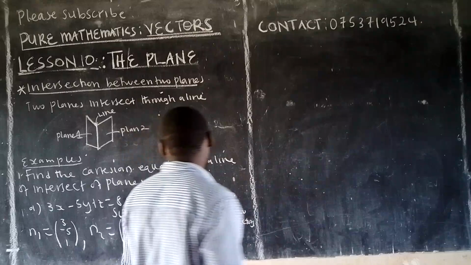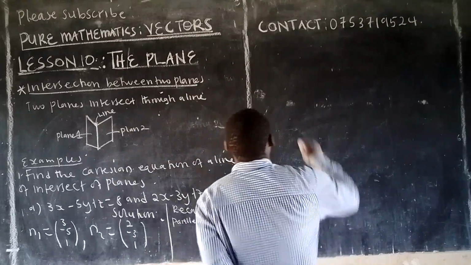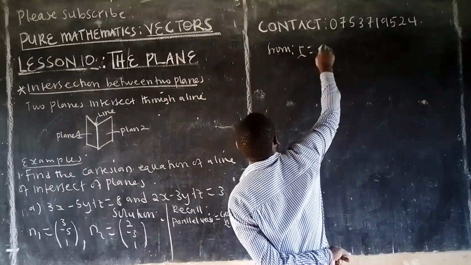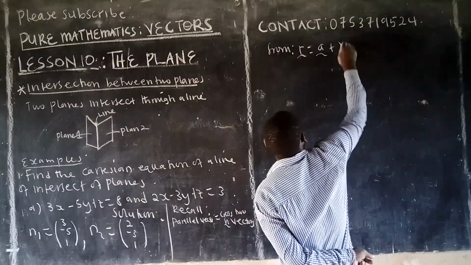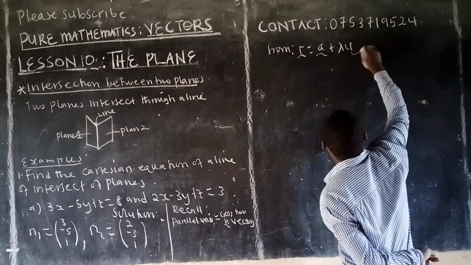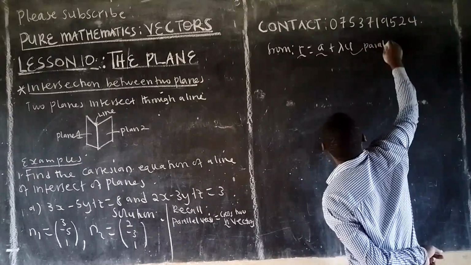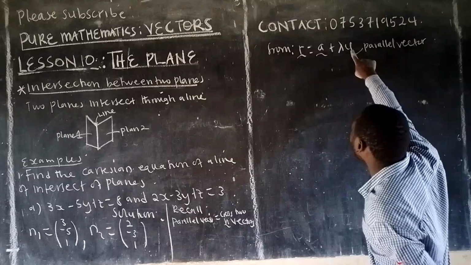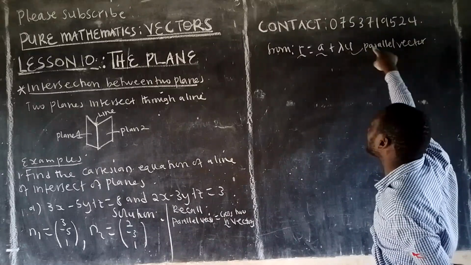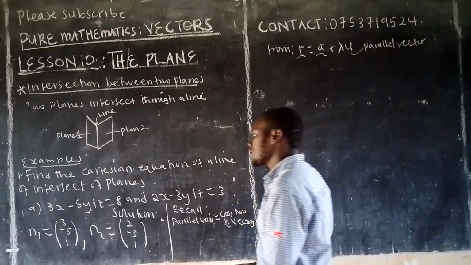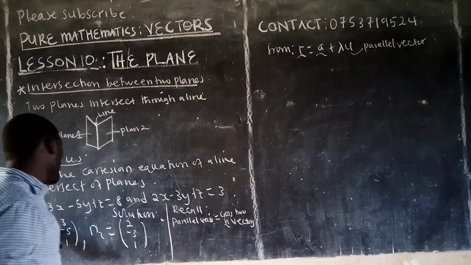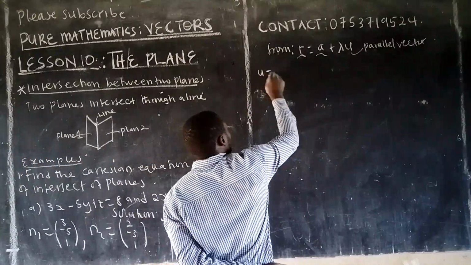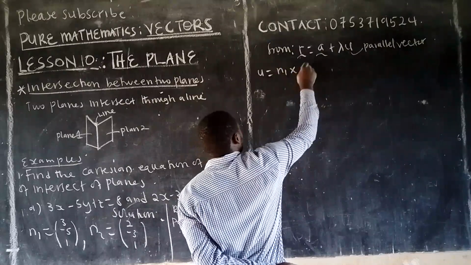So now, why am I doing like that? It is because from r is equal to A plus lambda mu, this mu here is a parallel vector. So we have to cross to obtain that parallel vector. So why I'm going to cross is to obtain this u, the mu, the parallel vector. And how can I get that? Crossing the two normals. So when you have two planes, get their normals, cross them. Their answer will give you the parallel vector. So u will be equal to n1 cross n2.